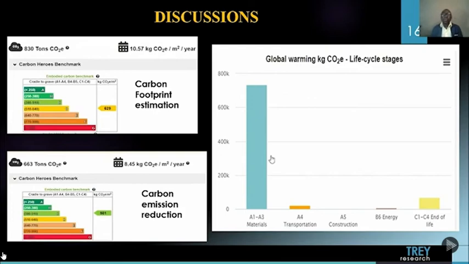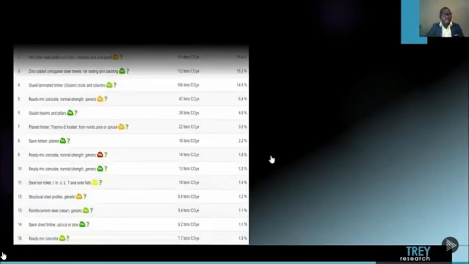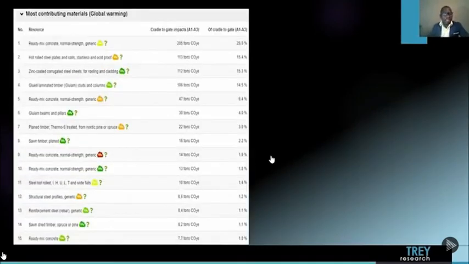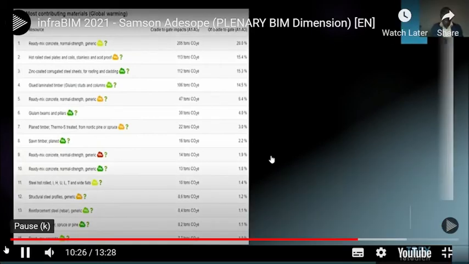It assists us to know which of the construction stages contribute mostly to global warming, and it helps us to know which of the construction materials contribute mostly to CO2 emission. As we see from these results, we see different stages of CO2 emission and materials with high CO2 content. So this approach will help us to select materials with low carbon content.